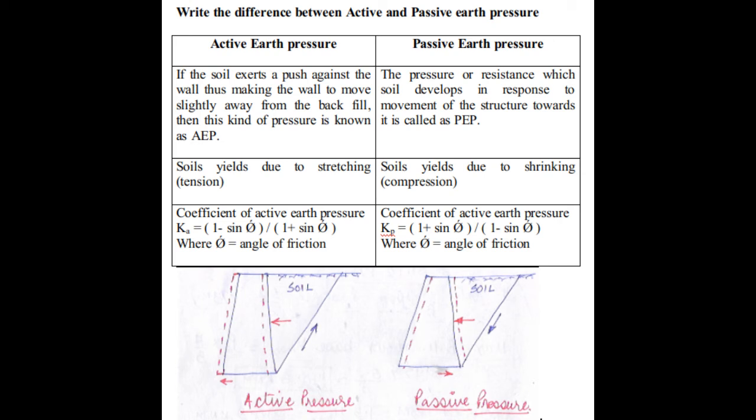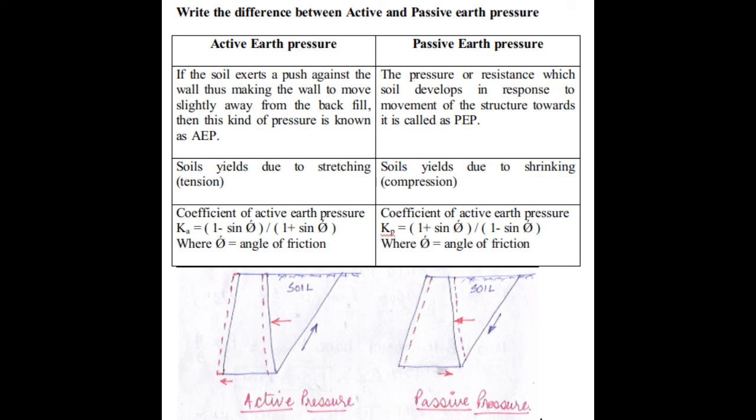I am explaining the active earth pressure. The next point is that the soil yields due to stretching. Stretching means pulling, that means tension. Number 3, coefficient of active earth pressure, that is K subscript small a. This is universal notation, so please keep it in mind. So Ka is equal to 1 minus sin phi divided by 1 plus sin phi. Here phi is called the angle of friction.